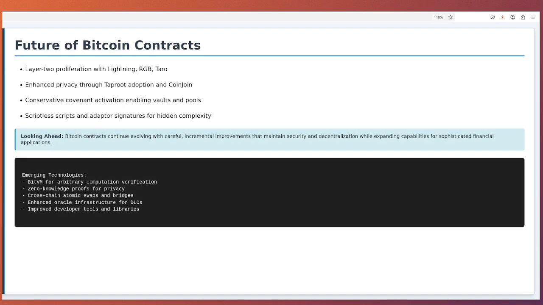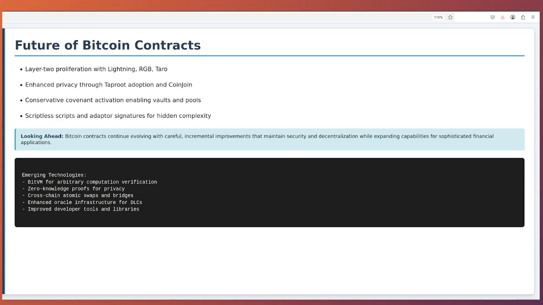Future of Bitcoin contracts. The future of Bitcoin contracts is vibrant with ongoing research and development. Several trends are clear. Layer 2 proliferation will continue with Lightning Network adoption growing. New channel designs like L2 improving efficiency, channel factories enabling better scaling, and protocols like RGB and Taro bringing token and DeFi capabilities.